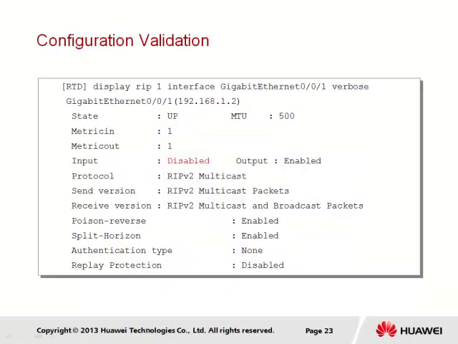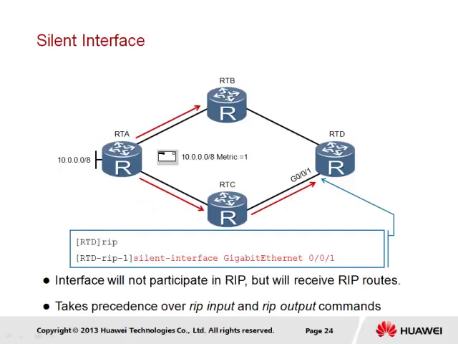The same display command can also be applied to RTD to view the RIP status of each interface. In this case, we take a look at interface Gigabit Ethernet 0/0/1, on which we should recall that the command undo RIP input was configured. The resulting command output thereby shows the inbound RIP messages are discarded as a result of the disabled state of the input field. A similar command to that of the RIP input is the silent interface command.